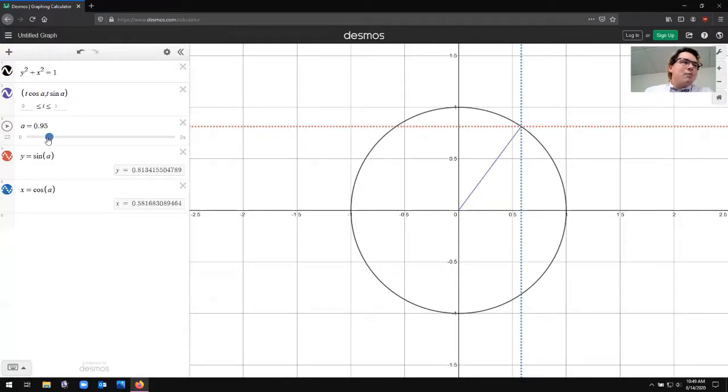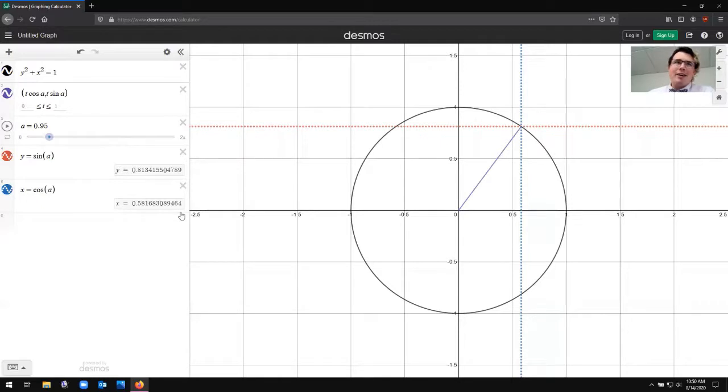The thing to remember is that my x coordinate for the circle is the cosine function, and my y coordinate for the circle is my sine function. You can see the dotted line in red is telling me exactly what that y coordinate is. The dotted line in blue is telling me exactly what that x coordinate is. And I even get to see the decimal expansion for these numbers over here on the side.